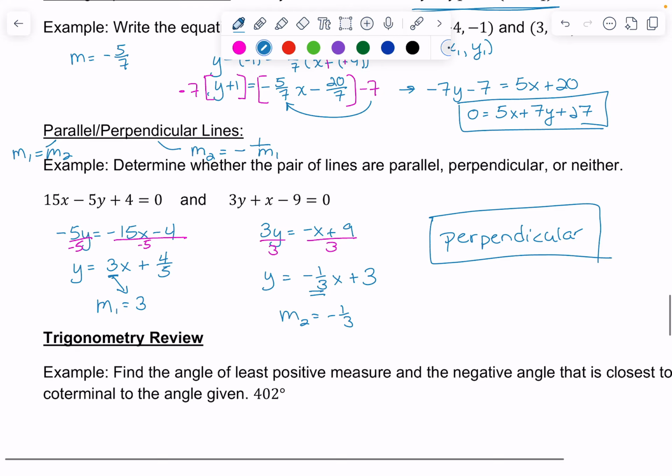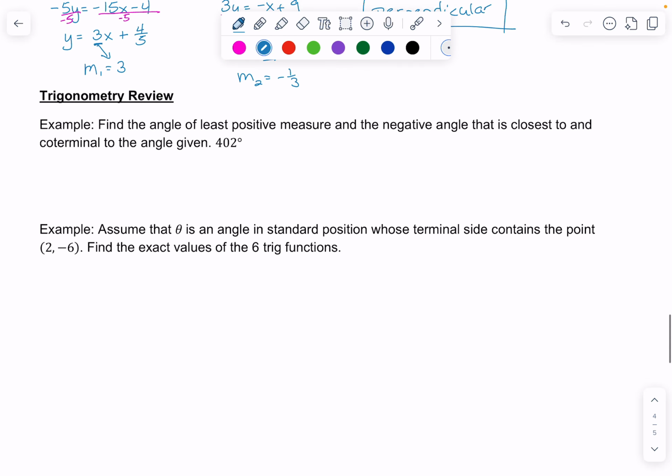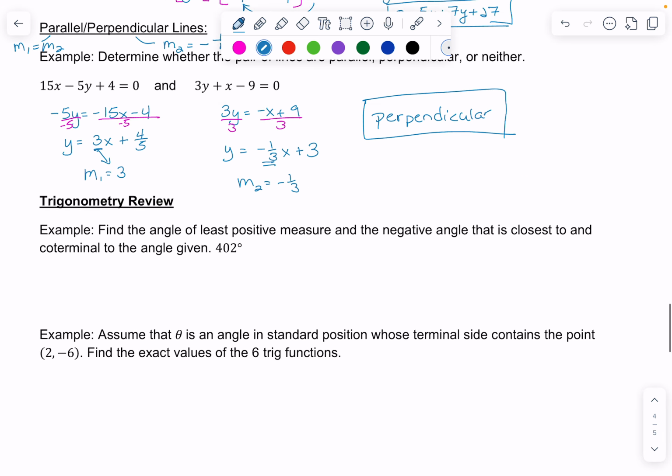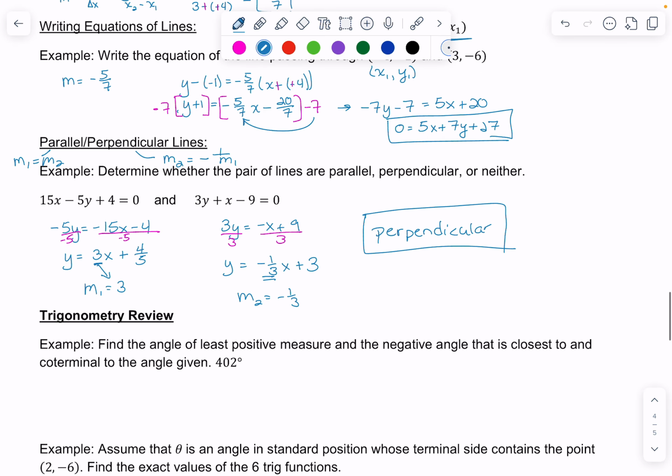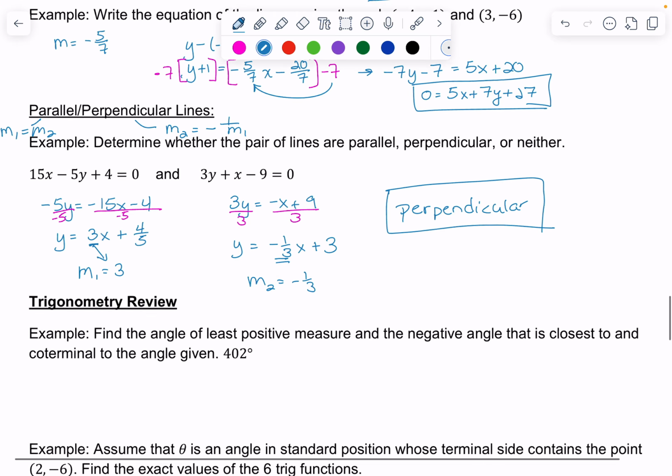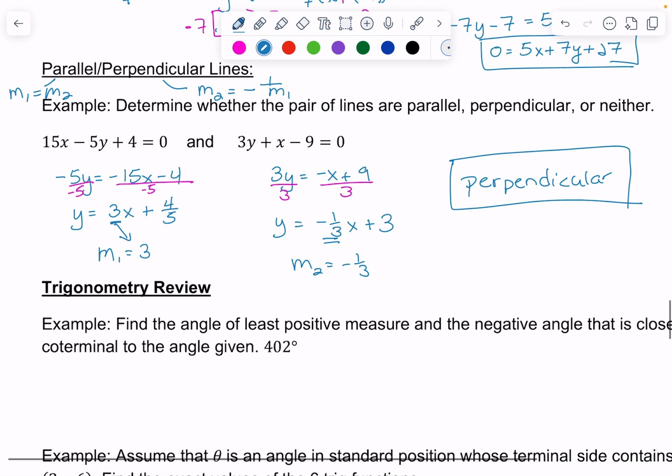We only have a little bit of trigonometry review. It's just really short. I think, oh no, I guess it goes a page and a half. So I'll do the trigonometry one separately, but this should take care of your parallel and perpendicular lines and help with that review. And then we'll talk about the trig one in some other videos.